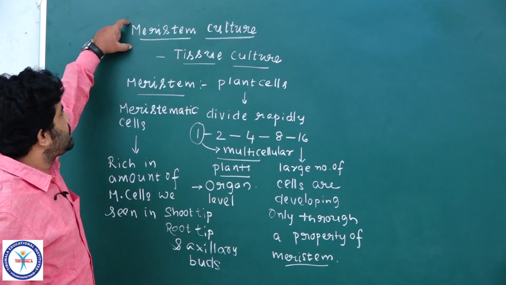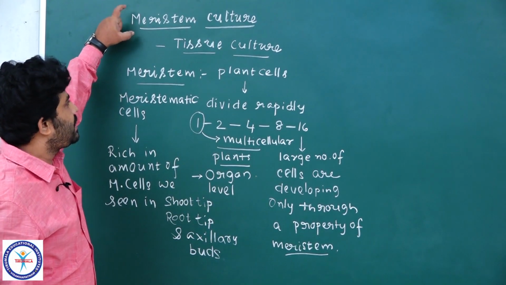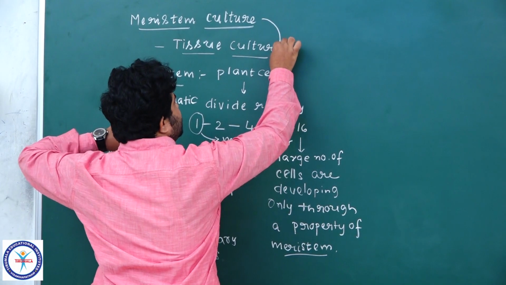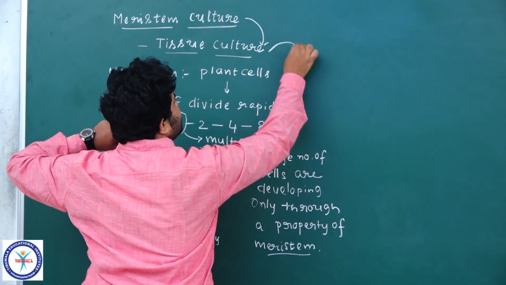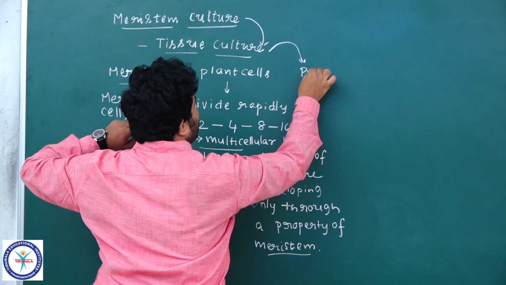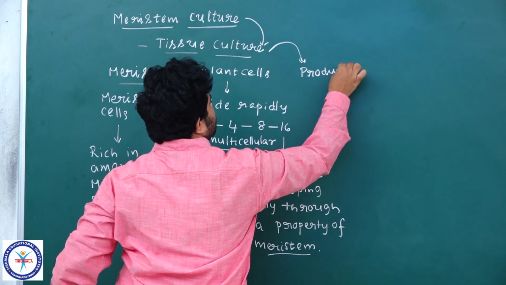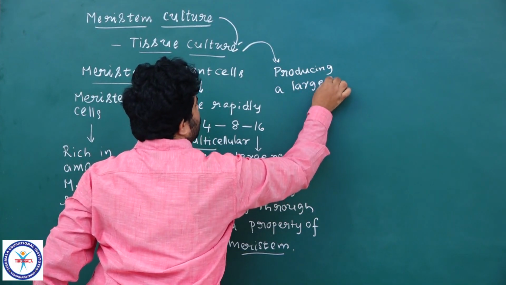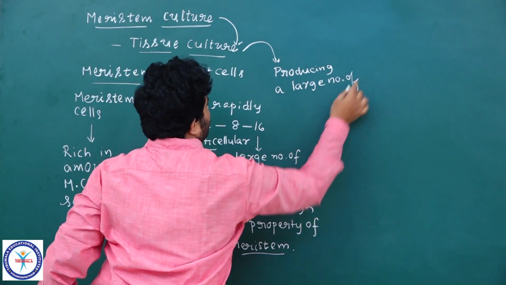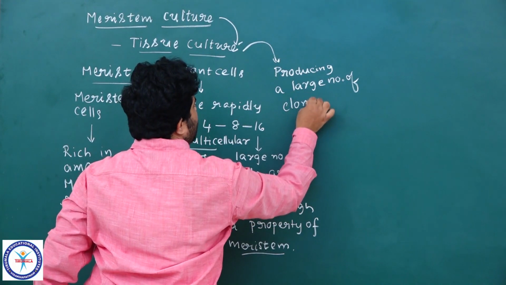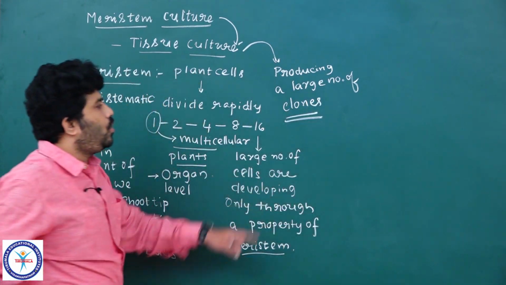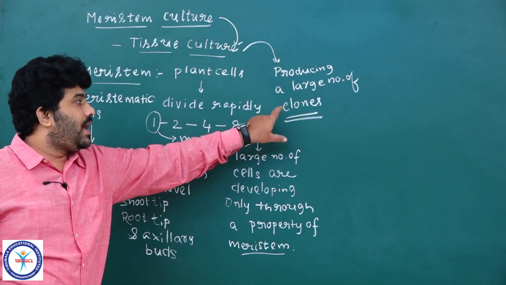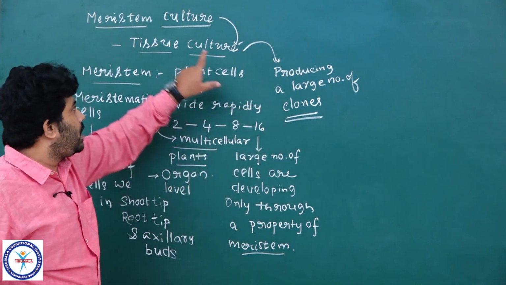For the process of meristem culture, which we use as tissue culture, you know the result of tissue culture is always producing a large number of clones. Clones are nothing but young generations or young plants which we are producing. Now we got the point? We are producing young plants through the method of tissue culture.